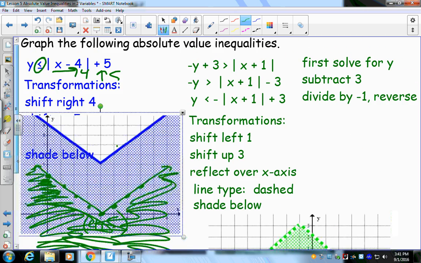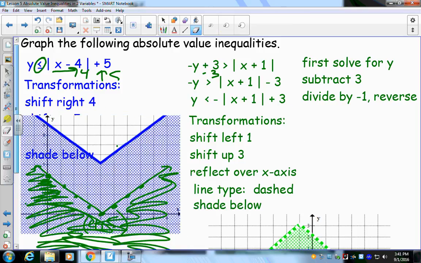All right, my next graph, notice y is not by itself. So we'd still have to first solve for y. So we're going to subtract 3 on both sides and then divide by -1. Okay, so when I divide by -1, I've got to flip my inequality, divide by -1 here, and then divide that by -1 as well. Okay, I'm not doing anything inside the absolute value. So now looking at it, I have a shift left 1, let me use a different color, a shift left 1, up 3, and it's flipped. Okay?